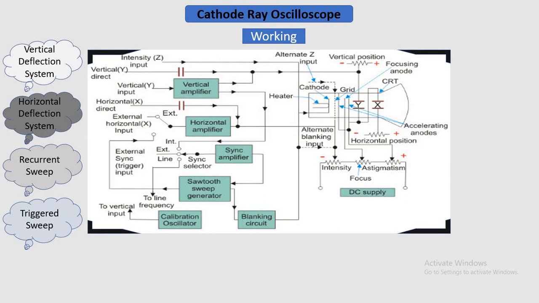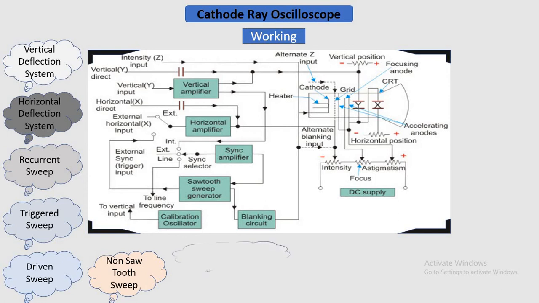So the next one is the driven sweep. In general, the driven sweep is used when the sweep is free running but it is triggered by the signal under test. And next is the non-sawtooth sweep. This sweep is used to find the difference between two voltages. By using the non-sawtooth sweep, we can compare the frequency of the input voltages.